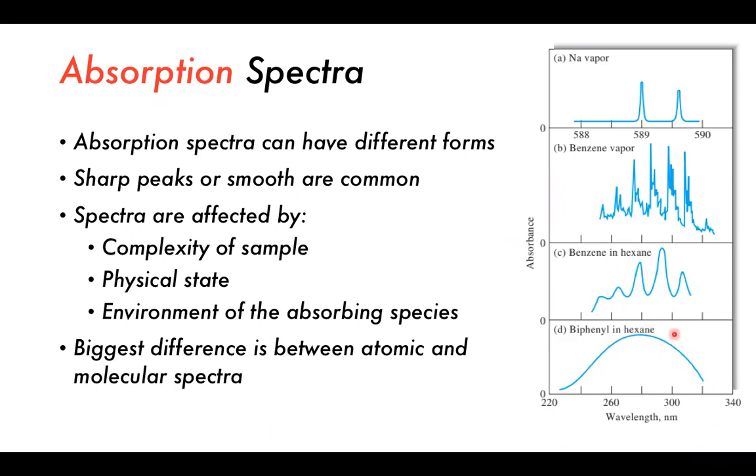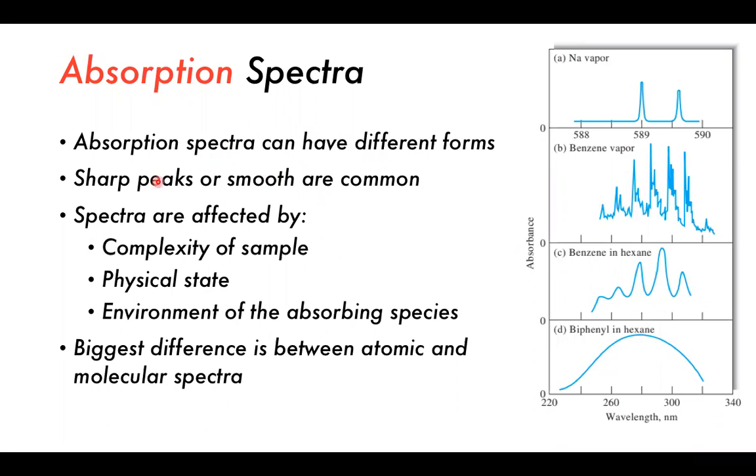Then this biphenyl in hexane, the interactions here cause a broad continuum. You couldn't interpret this to say that biphenyl was in here, but we could definitely find out how much biphenyl was in there if we already knew that. So this could be useful for concentration. We just go to the maximum in this and then compare it across different concentrations and maybe set up a calibration curve. So absorption spectra can have different forms.